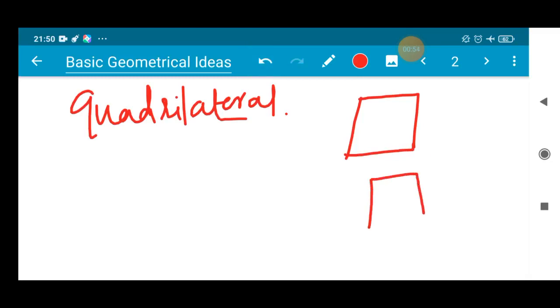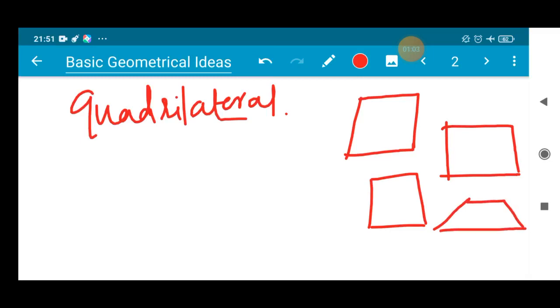Rhombus, rectangle. Okay, so trapezium, these are all quadrilaterals. That means it has how many sides? 4 sides. 1 2 3 4.